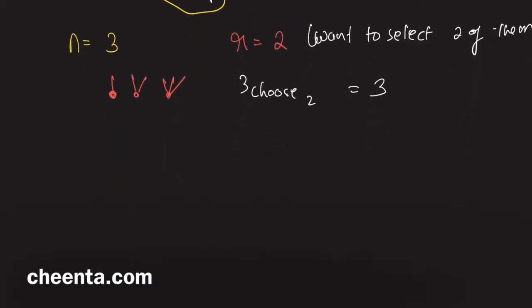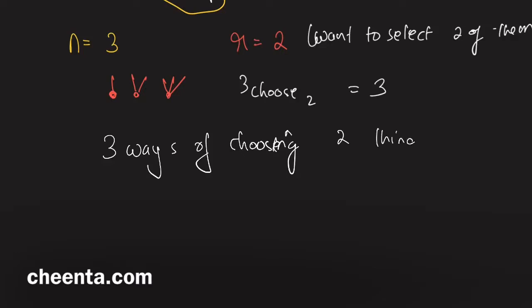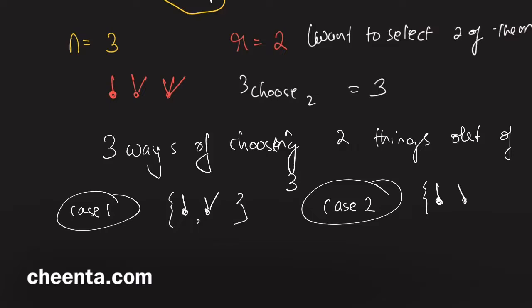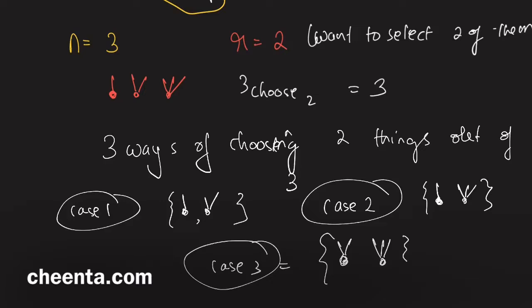Why? Because there are 3 ways of choosing 2 things out of 3. Case 1: you could choose the first 2, or case 2: you could choose the first and the last one, or case 3: you could choose the second and the last one. So there are only 3 ways of selecting 2 objects from 3 objects. So that's why 3 choose 2 is 3.